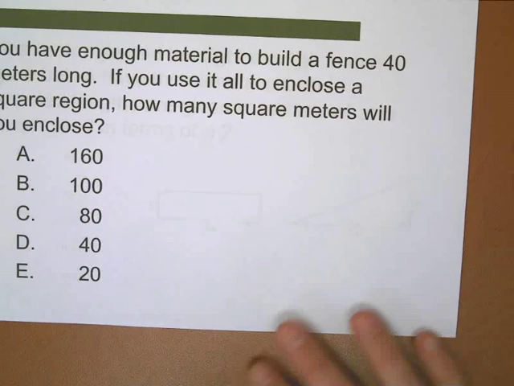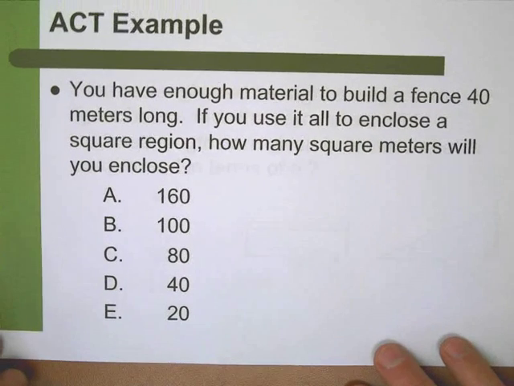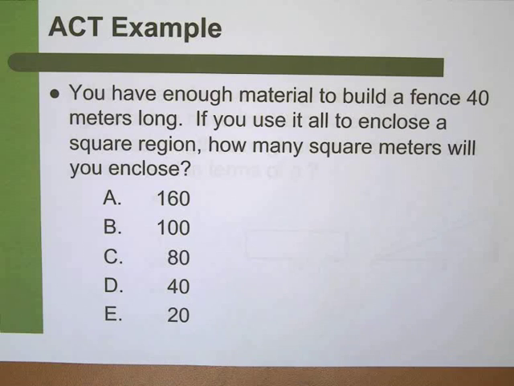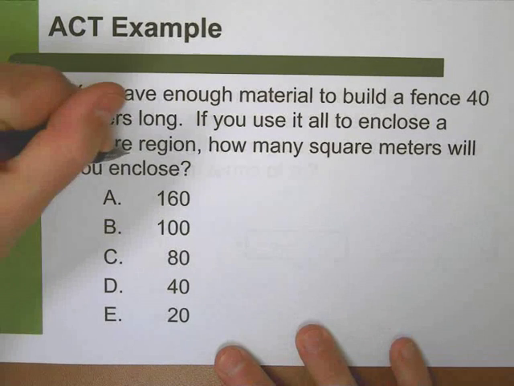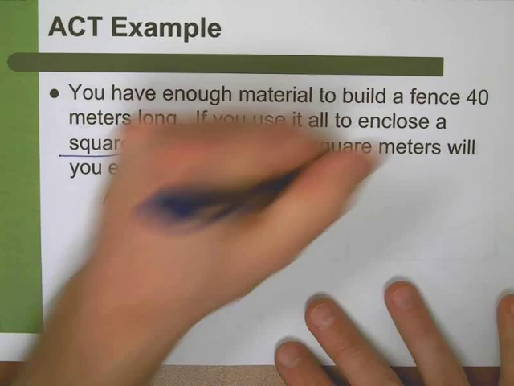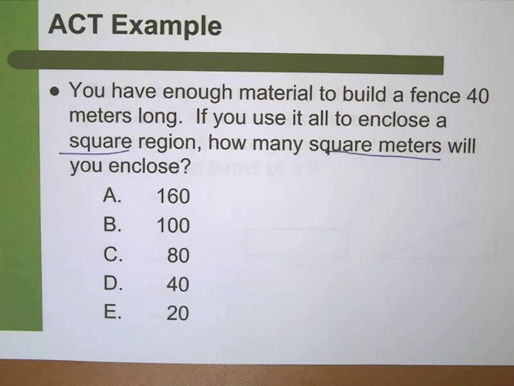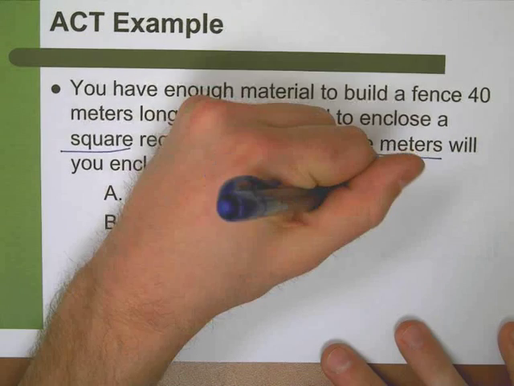A couple more quick problems. I know I'm getting long in the video here. These are straight off the ACT, old ACT test. You have enough material to build a fence that's 40 meters long. The 40 meters of fencing material. If you use it all to enclose a square region, how many square meters will you enclose?